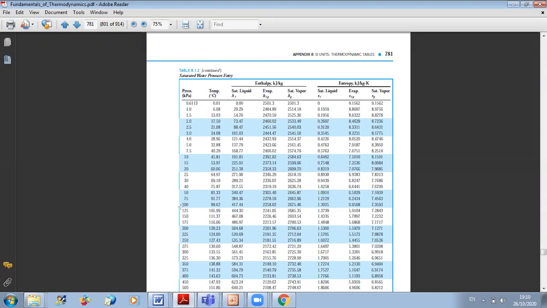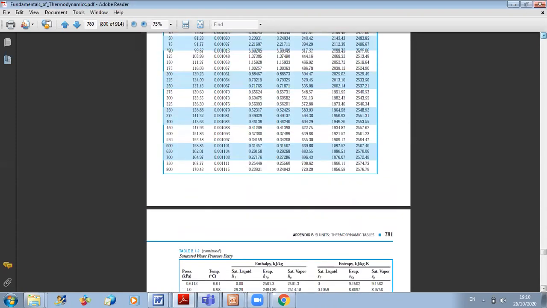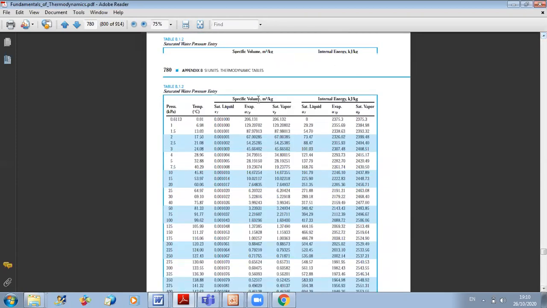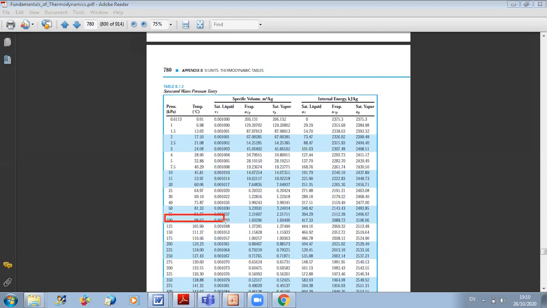90 is nearly between 100 and, but I will not look in this table because here I have enthalpy and entropy, and what I need is the specific volume. So I should go a little bit upward to have, yes, here I have the specific volume. If I choose nearly 100 kilopascal, it is nearly between these two. As you can see, my value is between 0.001037 and 0.001043. I can do interpolation and find the specific volume at 90.